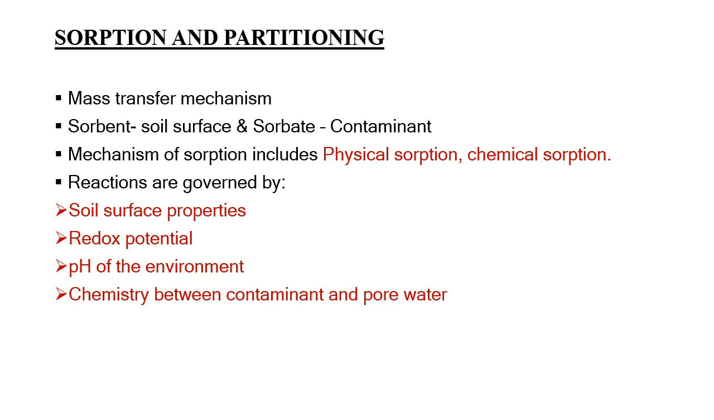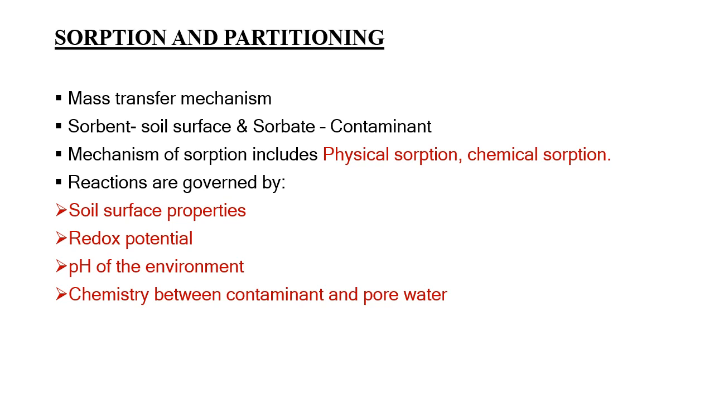Certain reactions are very sensitive to the pH. Only at a certain pH level will certain reactions occur. So some contaminants will react with the soil surface only at a certain pH level. Thereby pH is an important factor which can govern the reactions. Obviously the chemistry between the contaminants and the soil surface is also an important factor, because there will be various cations and anions present in the solution. So what really happens depends upon the chemistry between the soil surface and the pollutants present in the pore water.